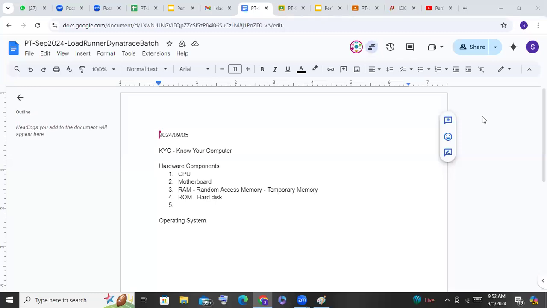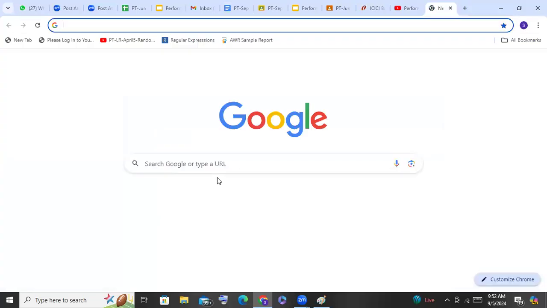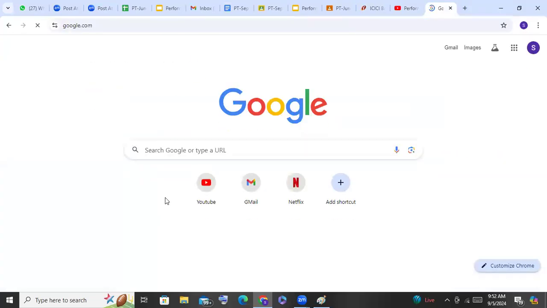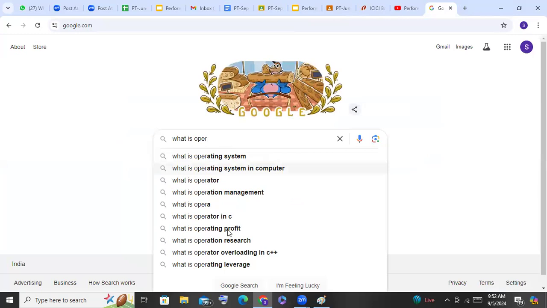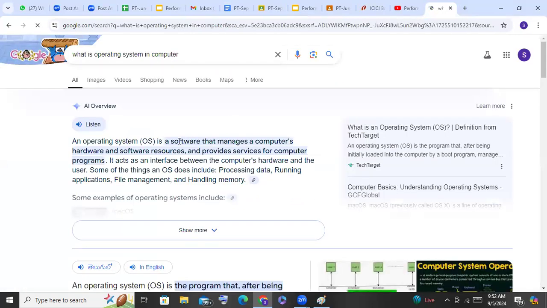Many of the computer science background people might have thought, what is an operating system, what is he telling? But can you define it? I bet most people would not be able to define it properly. So guys, I would strongly encourage you, after this class is done, go back and Google it. Go to Google and search what is an operating system in computer. It would give you a very good definition.